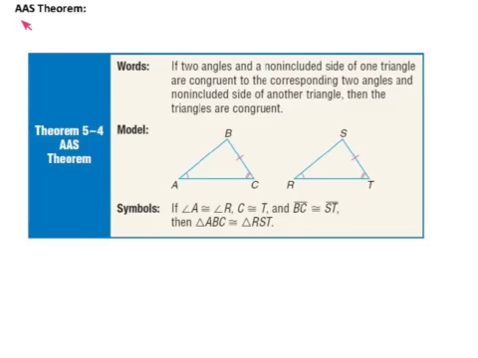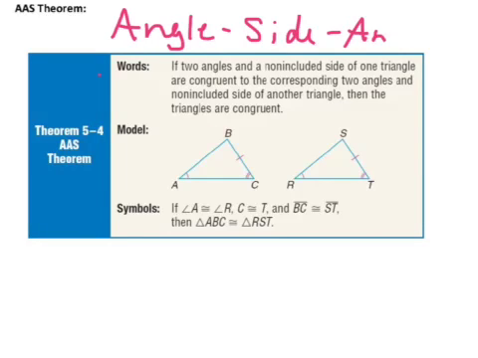Here, we're going to look at the angle side theorem. Again, since the A and then the A come first, this is how we name it. Angle, side, angle. Now, let's read what this theorem states. If two angles and a non-included side of one triangle are congruent to the corresponding two angles and non-included side of another triangle, then the triangles are congruent.